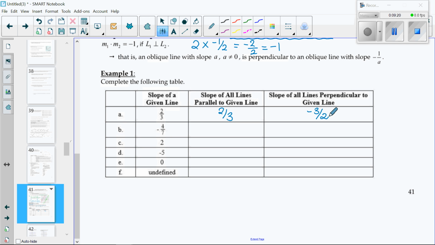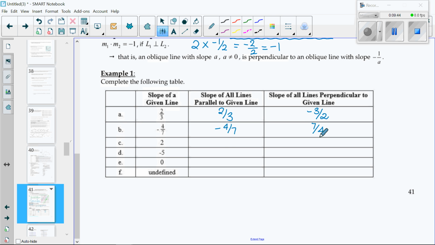If I have B -4 over 7, the parallel line would have to have the same slope, -4 over 7. The perpendicular line is going to have to be 7 over 4. It is negative in the first column right here. It's already negative. It will be positive for the perpendicular, okay?